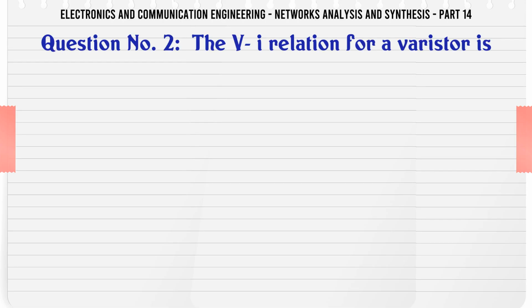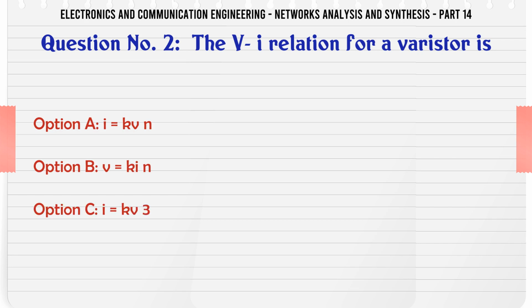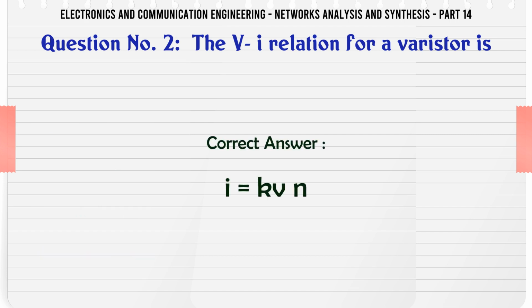The VI relation for a varistor is A. I = kV^n, B. V = k^n, C. I = kV^3, D. V = k^3. The correct answer is I = kV^n.